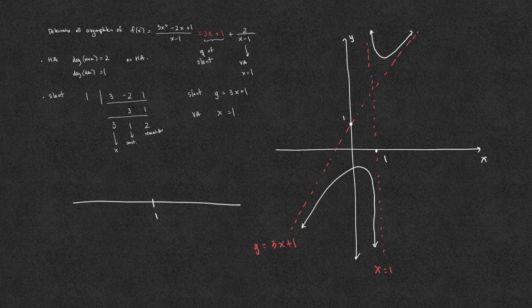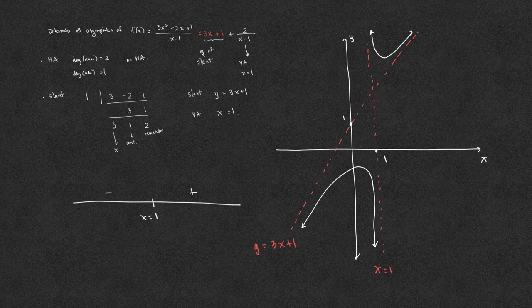The break in this case is at x equals 1. So we would determine the sign of the function on the left and on the right hand side of the vertical asymptote. That should be easy because if we were to plug in x equals 2 into this function, we have 3 times 2 squared minus 2 times 2 plus 1 over 2 minus 1, which is a positive number. And then if we check any number on the left hand side of 1, we will see that it is negative.